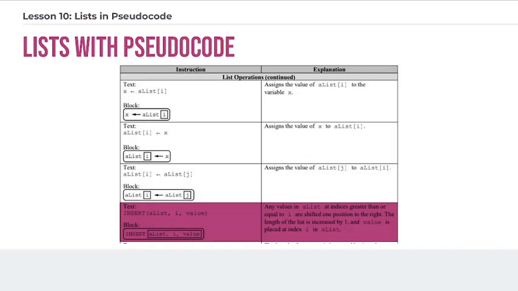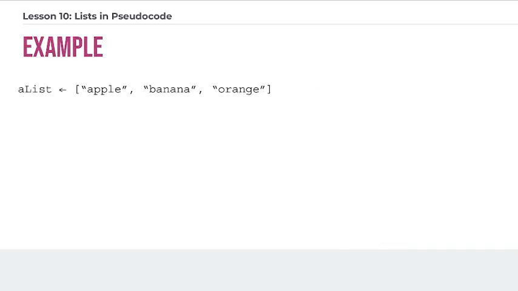What this actually does is it inserts the value into the list at position I, and then it shifts any items that were at I or further down the list, and the length of this list is increased by 1. So let's see what that looks like.